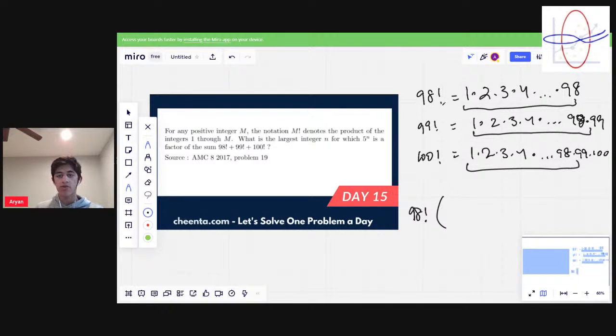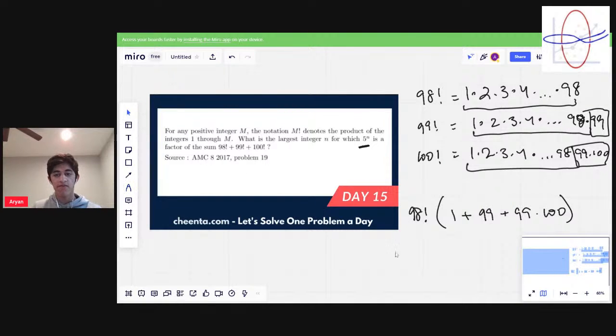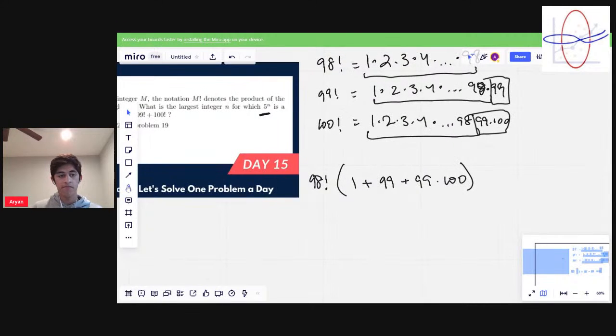So 98 factorial, that would just be a 1, since 98 factorial times 1 is just 98 factorial. When you factor out 98 factorial from 99 factorial, you're left with just 99. And from 100 factorial, you have 99 and 100 that are left over, so you have 99 times 100. We want to find the largest integer n so that 5 to the n is a factor of this. So they're basically asking us to find how many 5s divide this evenly.